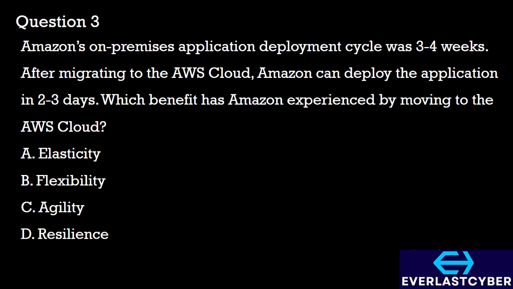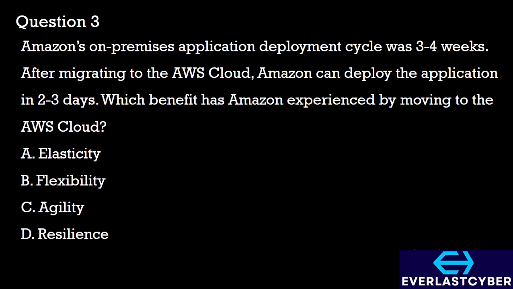Question 3. Amazon's on-premise application deployment cycle was 3 to 4 weeks. After migrating to the AWS cloud, Amazon can deploy the application in 2 to 3 days. Which benefit has Amazon experienced by moving to the AWS cloud? A. Elasticity. B. Flexibility. C. Agility. D. Resilience.